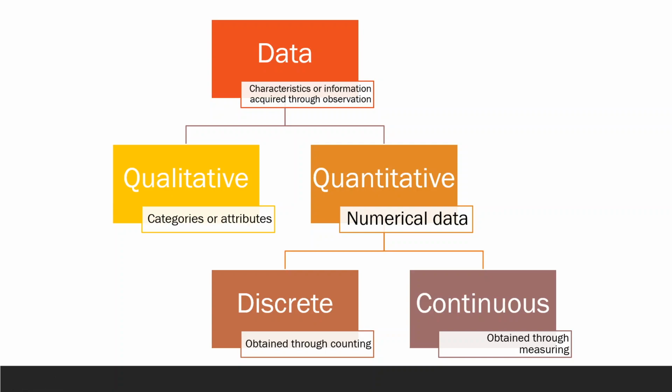So first, before we classify data, let us define it. Data are the characteristics or information acquired through observation. And take note that it is everywhere, so it can be accessed anywhere and by anyone.